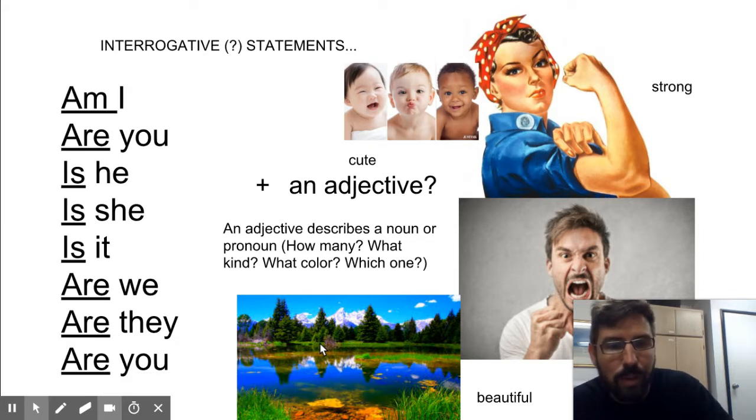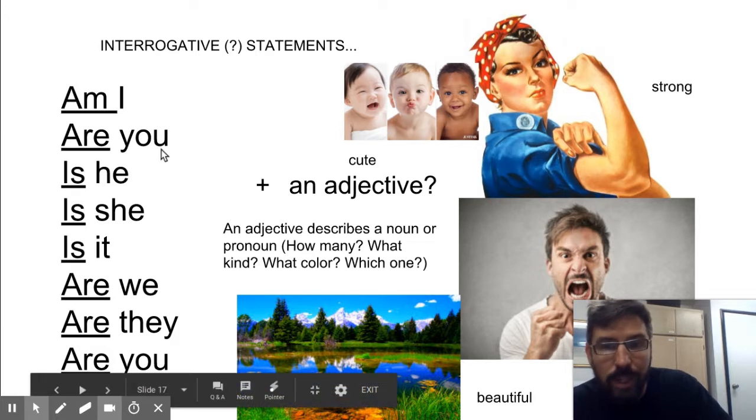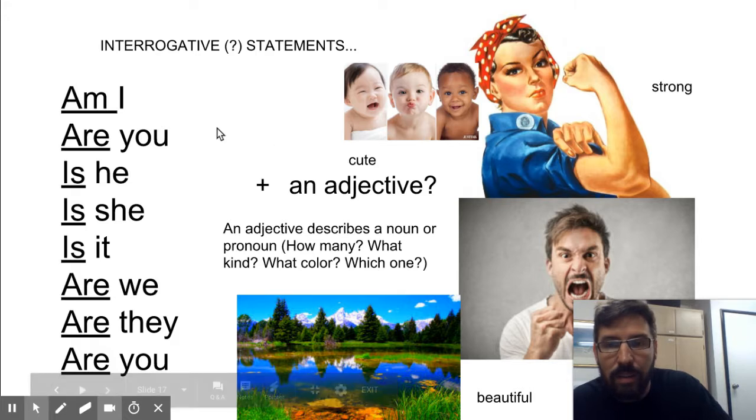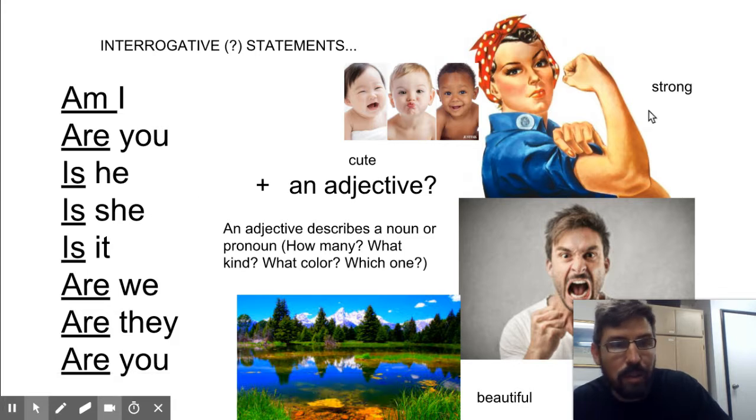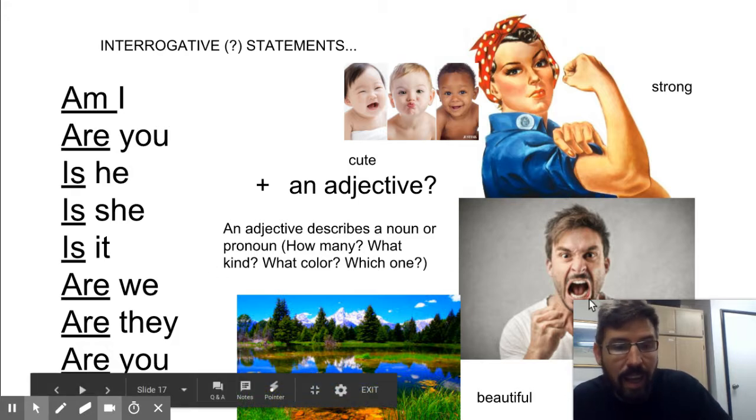And again, we can reverse the be verb and the subject to make questions. We call them interrogatives or questions. So we can say, for example, if we want to know if these babies are cute, are they cute? If I want to know if she's strong, is she strong? Is she weak? No. Is she strong? Yes. Is he angry? Is it beautiful?